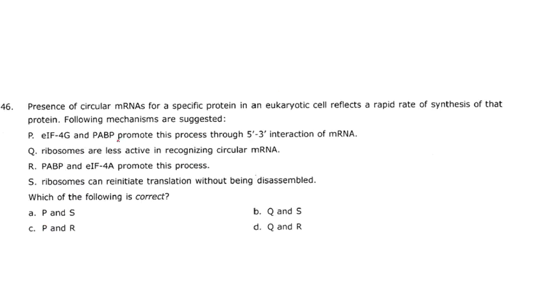So next question is, presence of circular mRNA for a specific protein in a eukaryotic cell reflects a rapid rate of synthesis of that protein. Circular mRNA reflects a rapid rate of synthesis of that protein. The following mechanisms are suggested. Which of them is correct? So EIF4G and PABP promote this process through 5 prime to 3 prime interaction of the mRNA. So first of all, let's try to understand the function of EIF4G.